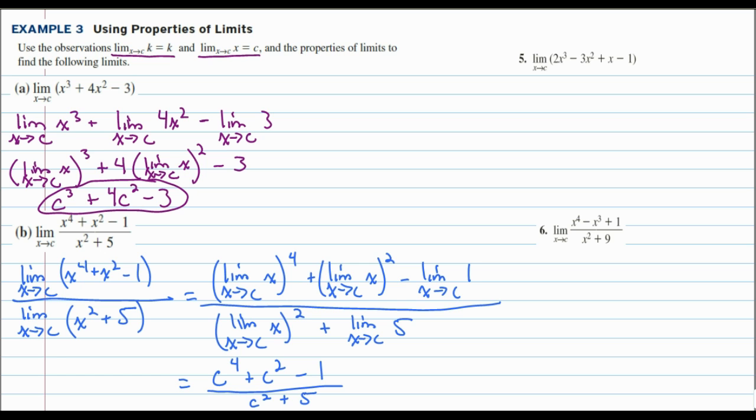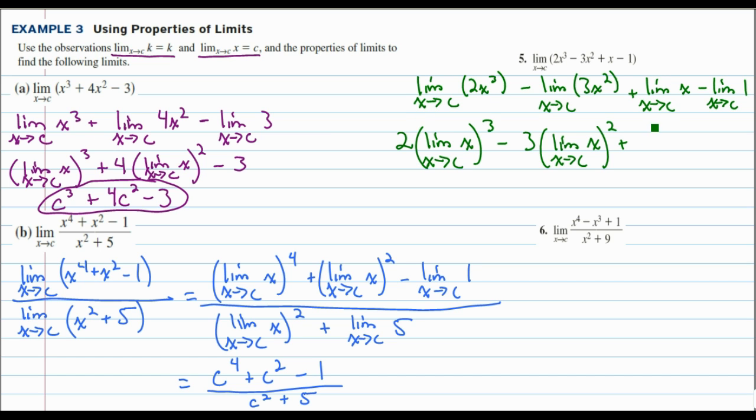So now try problem number 5. I'm going to dive right in. I'm going to split each term that I'm adding and subtracting into its own individual limit. And now I'm going to put the coefficients out front and then leave the exponents outside of the limit. This third term, I know that the limit as x approaches c of x is just c. And then the last one, I know that the limit of a constant is its constant. And now I can simplify: 2c cubed minus 3c squared plus c minus 1.